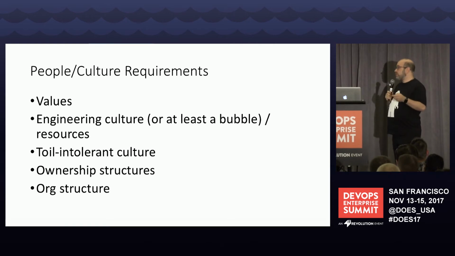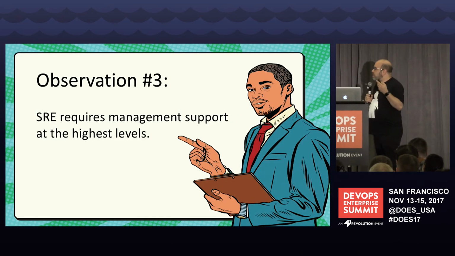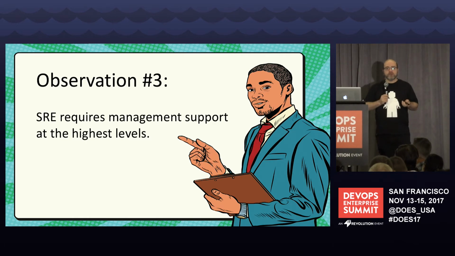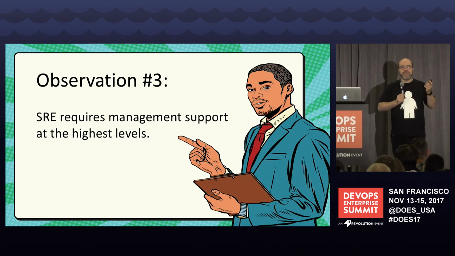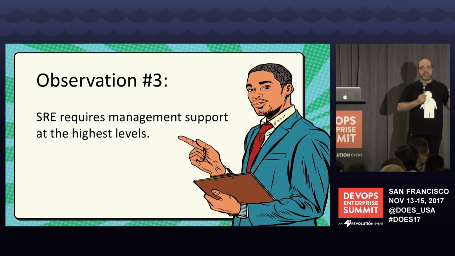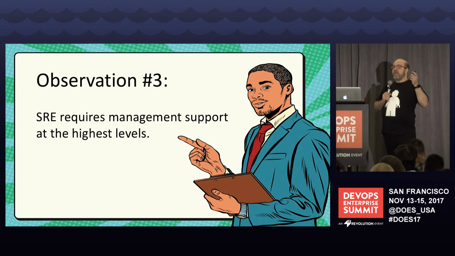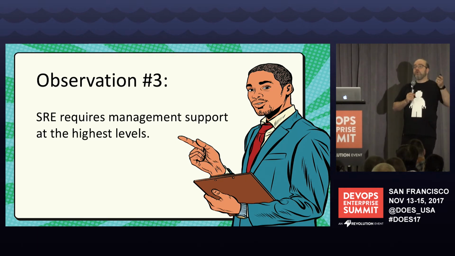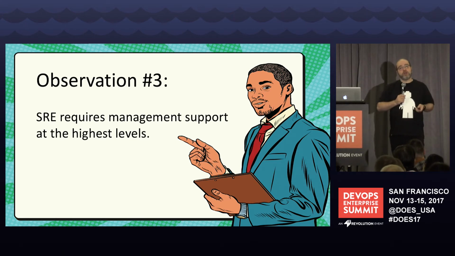Otherwise, you get into these battles that are not cool. So the thing that's kind of important is SRE requires management support at the highest levels. You can't pull off SRE if you can't say no. That sounds so pithy. I'm going to repeat it again. You can't pull off SRE if you can't say no. And if you don't have the support from above to say no or to say yes at the right times or yes and, then you can't pull it off.